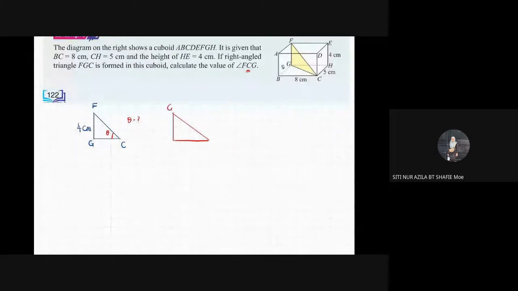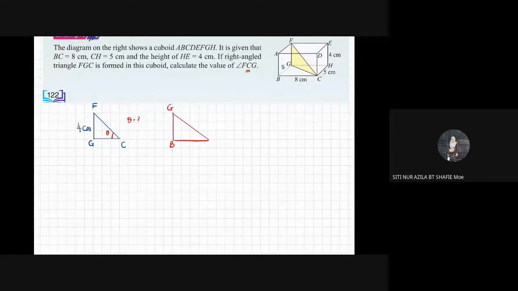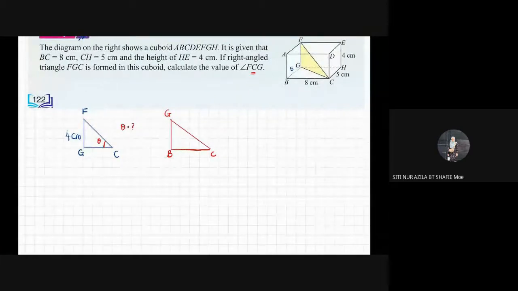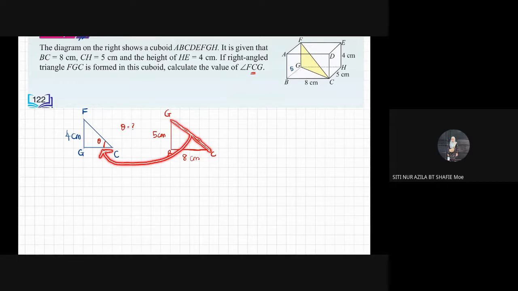We have G up here, here is B, and then we have C. If you look carefully in your cuboid, BC is equal to 8 centimeter, and then GB is 5 centimeter. If you use Pythagoras theorem, you can find the value for GC. Then from the value of GC that you get, you can use it in your first right angle triangle to find the value of theta.